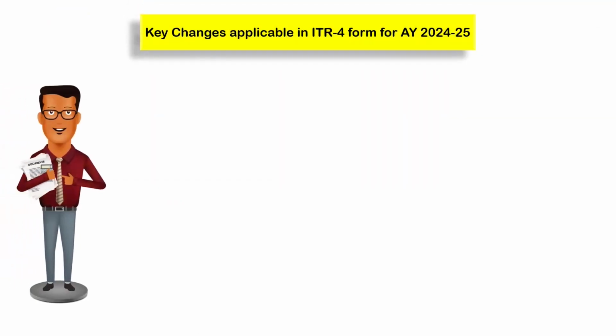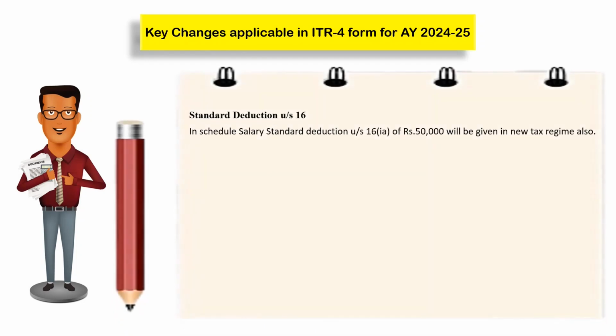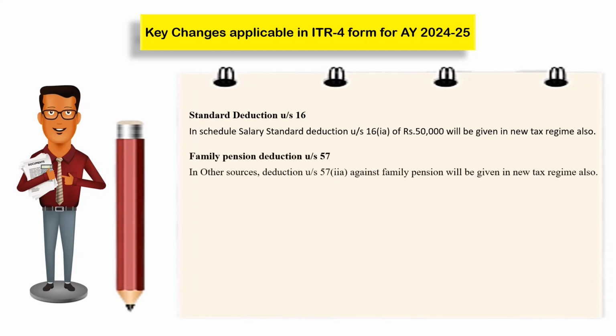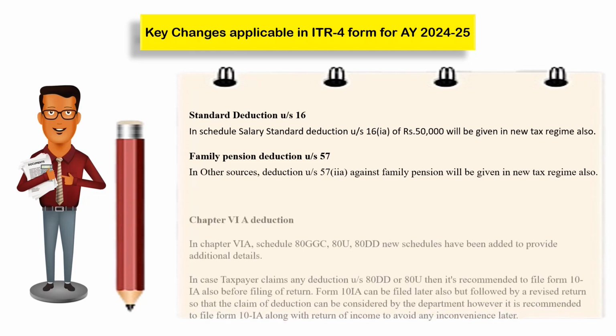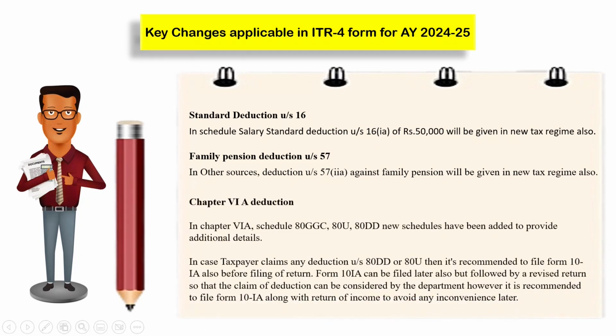Another amendment incorporated in ITR-4 for assessment year 24-25 is the standard deduction under Section 16. In Schedule Salary, standard deduction under Section 16(1)(a) of Rs 50,000 has been added in the new tax regime also. Similarly, in income from other sources, deduction under Section 57(2)(a) against family pension is also available in the new tax regime. In Chapter VI-A, Schedule VI-A, 80U and Schedule 80DD have been added to provide additional details.